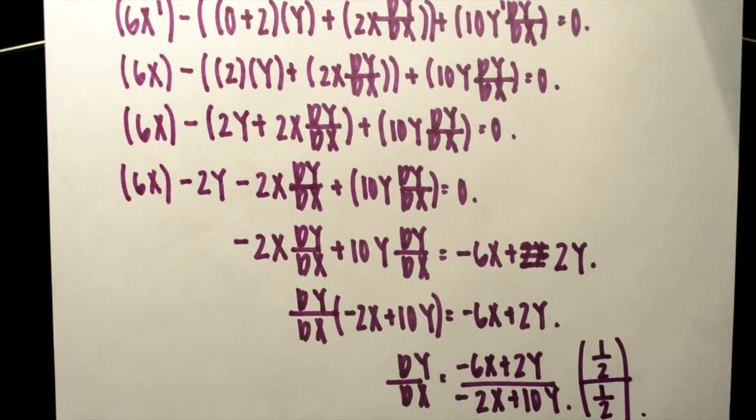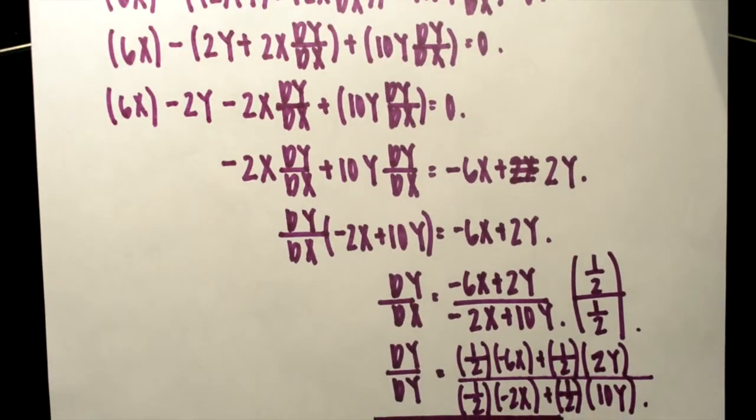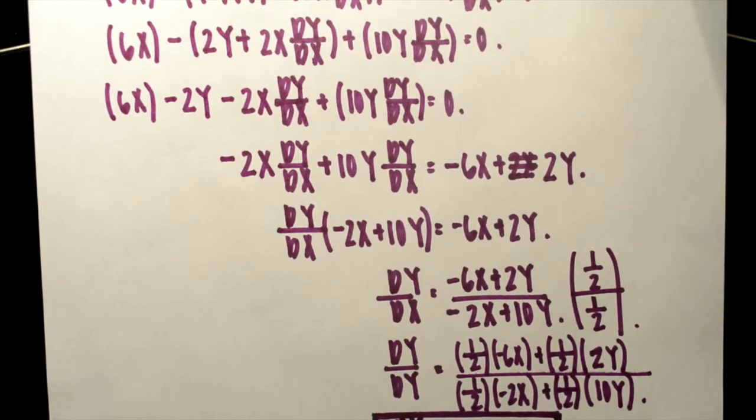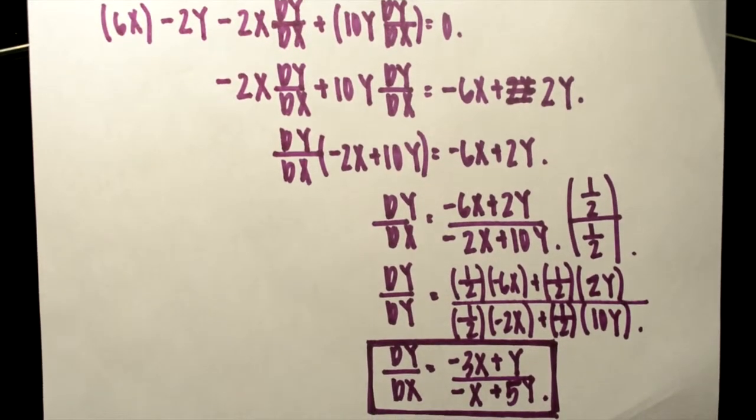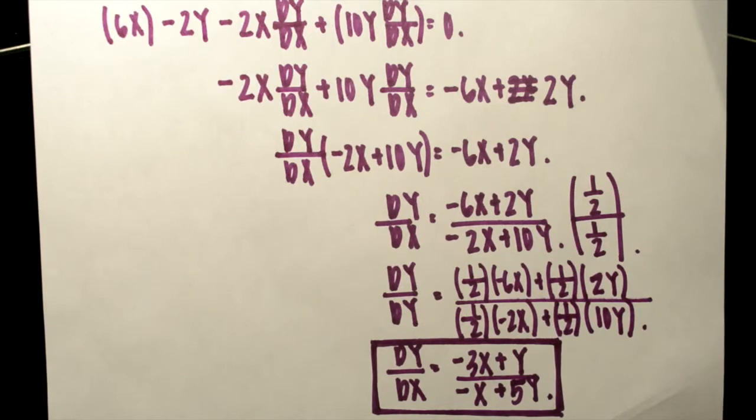Next, we can multiply both the numerator and denominator by 1/2 because it's basically just multiplying by 1. Then we get our final answer of dy dx equals negative 3x plus y over negative x plus 5y.